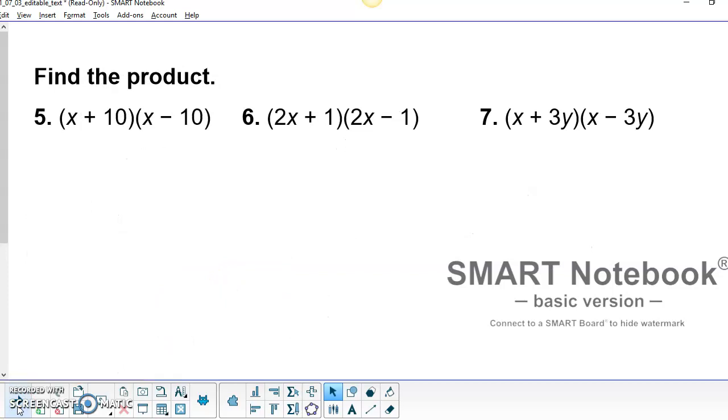For these, you're going to find the product. Like I said, if you want to pause and work this out on your own, and then play the video when you're ready to check the answers. But here you go: x squared minus 100, x squared minus 1, and x squared minus 9y to the second power.